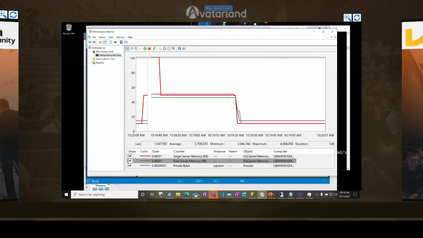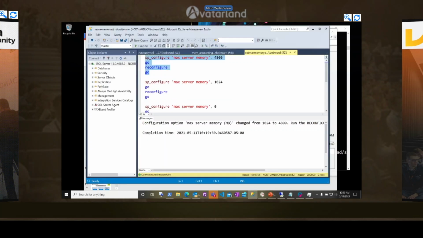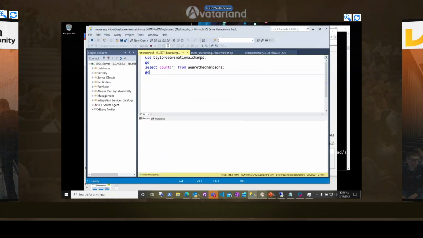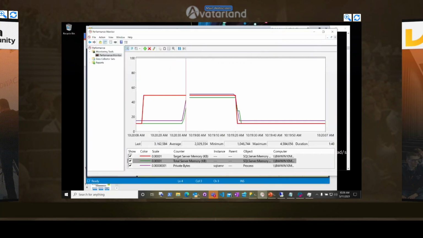Oh, look at that. Now the ceiling is back up here, but notice that the total stays here. Why is that? Because we haven't used any memory yet. So we brought our ceiling back up. This is dynamic memory management, but we don't need the memory yet. But if I go run this query again, you will see it grow back up. See, there we go, dynamic memory.